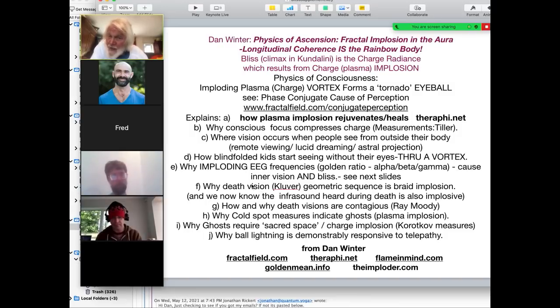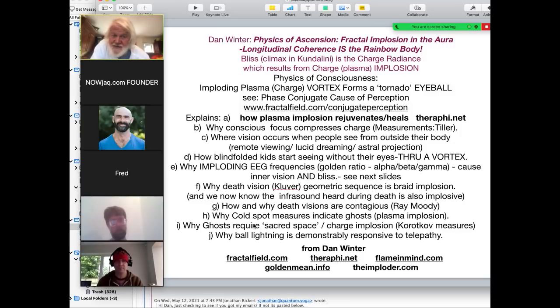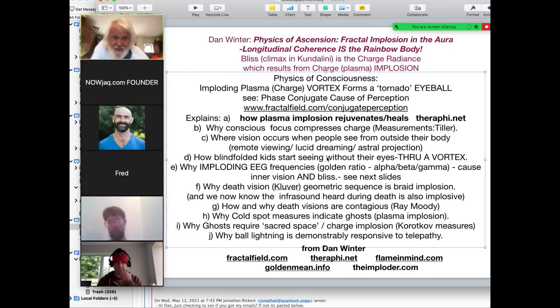It explains why a cold spot measure indicates where ghosts are. It also explains where ghosts need to go in order to be released. Hint, verified. Right, why ghosts require sacred space. Korotkov measured where ghosts go after death and why and when, and it all fits this physics. It also explains why ball lightning is measurably responsive to telepathy.